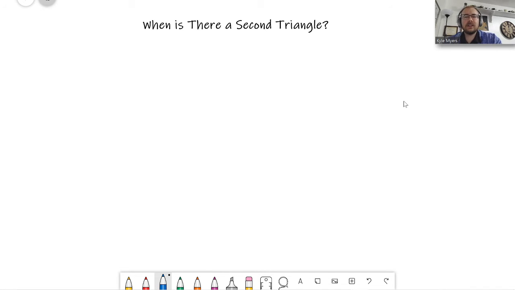For a certain triangle, if they give you a side and an angle, and there are a couple other stipulations, then there happen to be two actual possible triangles that can be created from that side and that angle. So let's look at how to tell, and we'll look at an example problem, and that is what I want to do today. Let's dive right in.